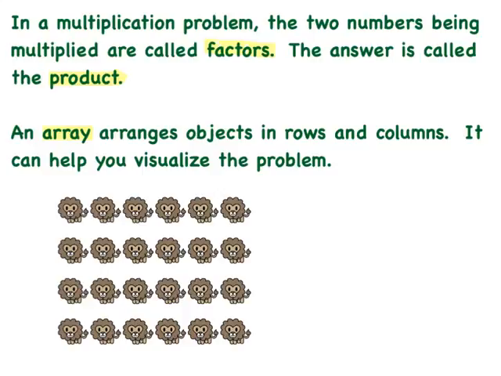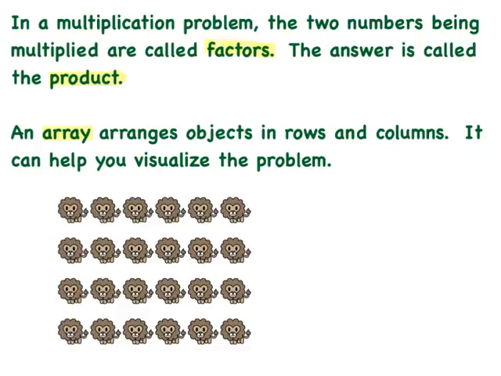So now we're looking at multiplying a 2-digit number times a 1-digit number. In a multiplication problem, the two numbers that are being multiplied are called factors, and the answer is called the product. An array arranges objects in rows and in columns. And it helps you to visualize the problem that we're looking at.